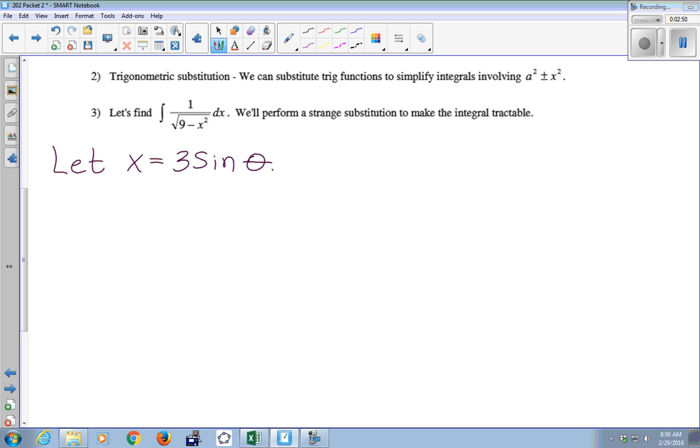If we're going to let x be 3 sine theta, okay, then what is dx d theta equal? Just the derivative of this guy. 3 cosine theta. So if I just want plain old dx, what's that equal? 3 cosine theta d theta.